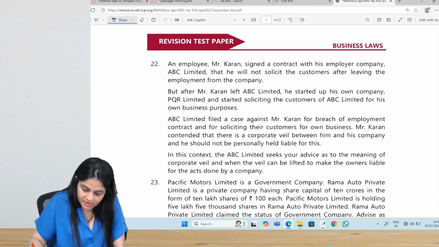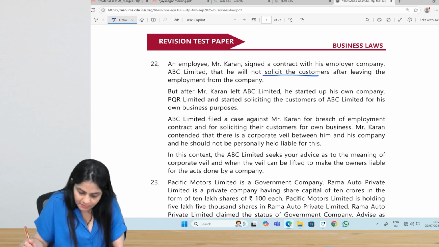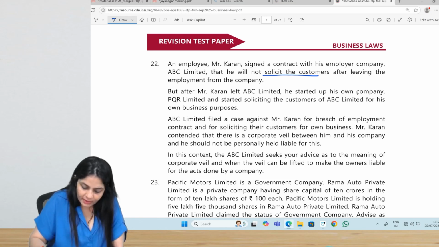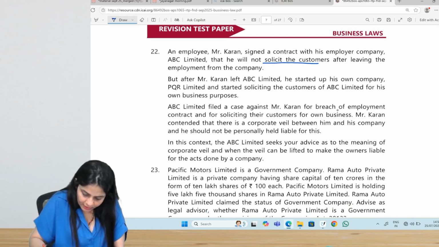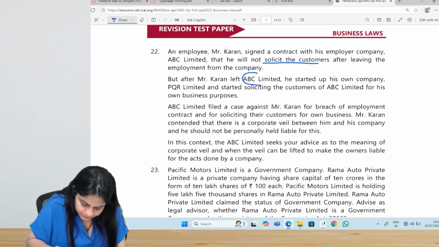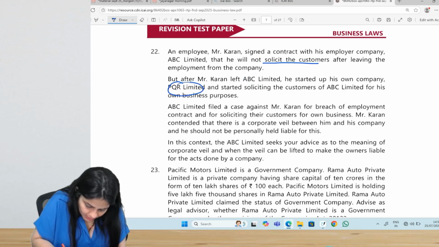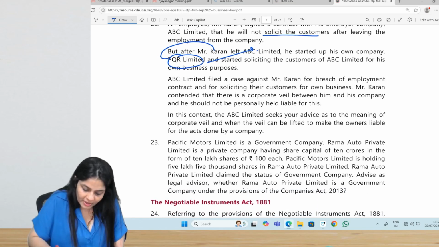An employee, Mr. Karan, signed a contract with his employer company that he will not solicit the customers after leaving the employment from the company. But after Mr. Karan left ABC Limited, he started up his own company, PQR Limited, and started soliciting the customers of ABC for his own business purpose. ABC filed a case against Karan for breach of employment. So when he could not do it, he started this company, and through this company, he started dealing with the clients of ABC for soliciting their customers for the business.